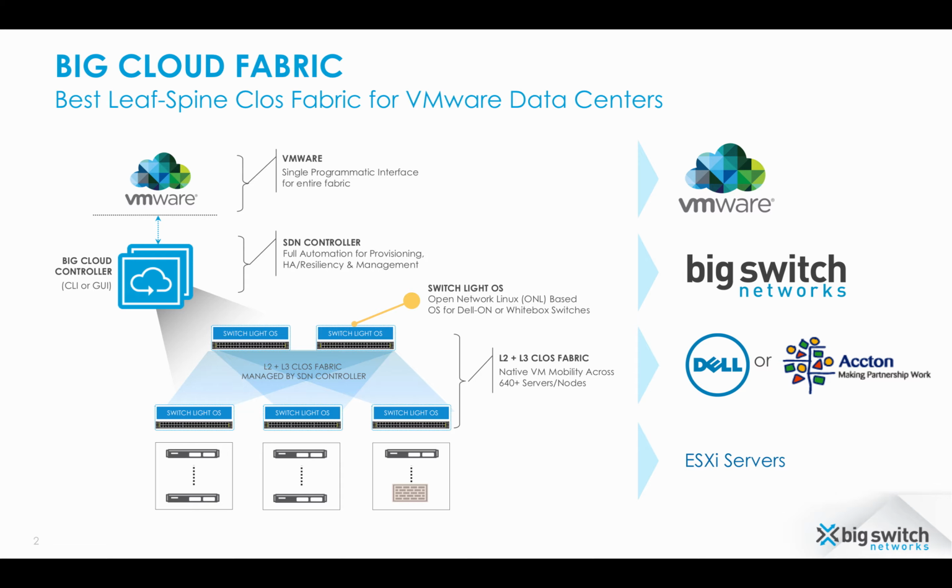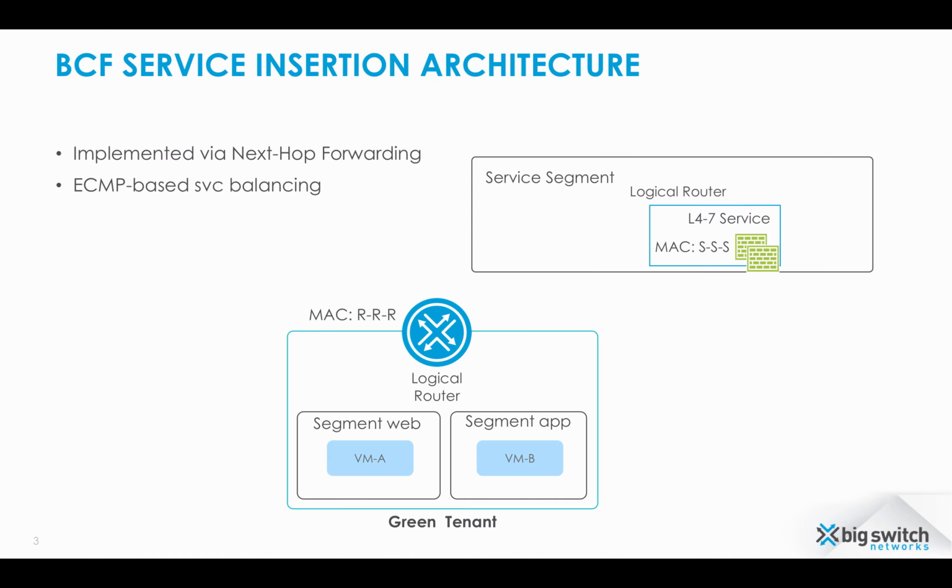BCF integration with VMware simplifies the interactions between network and virtualization teams and helps expedite the provisioning and troubleshooting of virtualized workloads. BCF has a remarkably simple yet powerful services insertion architecture that enables integration of layer 4 to 7 services with a variety of virtualized and bare metal workloads running on top of physical fabric. Let's see how it works.